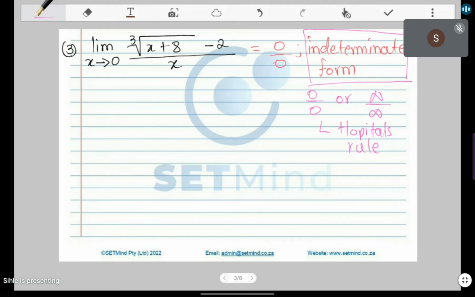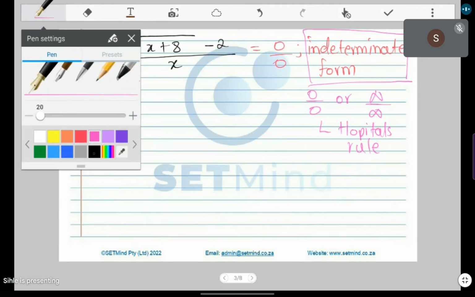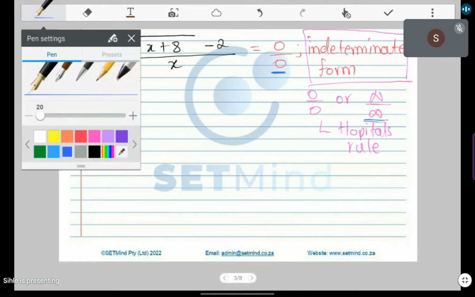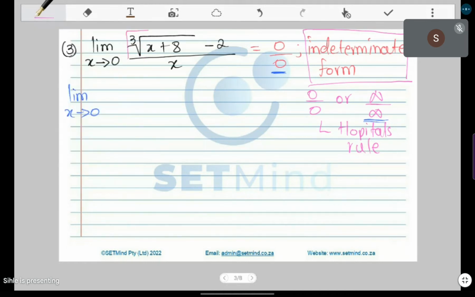Because doing it the way I was attempting to do it now was going to be rough, but it is doable. So L'Hopital's rule says if we get an indeterminate form, 0 over 0 or infinity over infinity, we try again to evaluate the limit. But the only difference now is we will derive the numerator as a whole. We'll derive the numerator and also derive the denominator and try again.